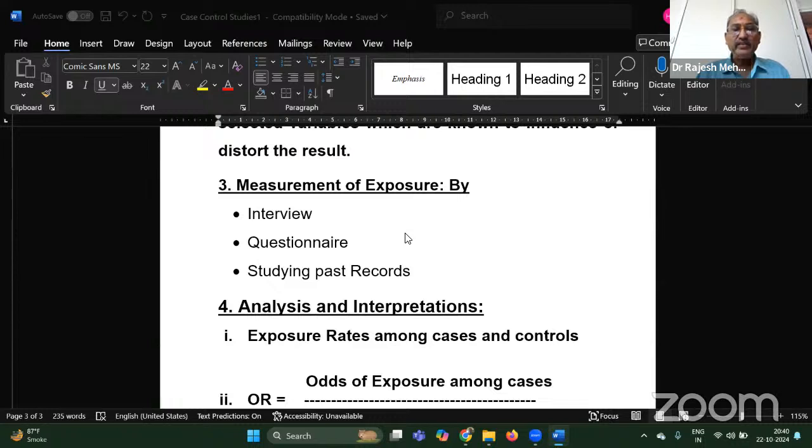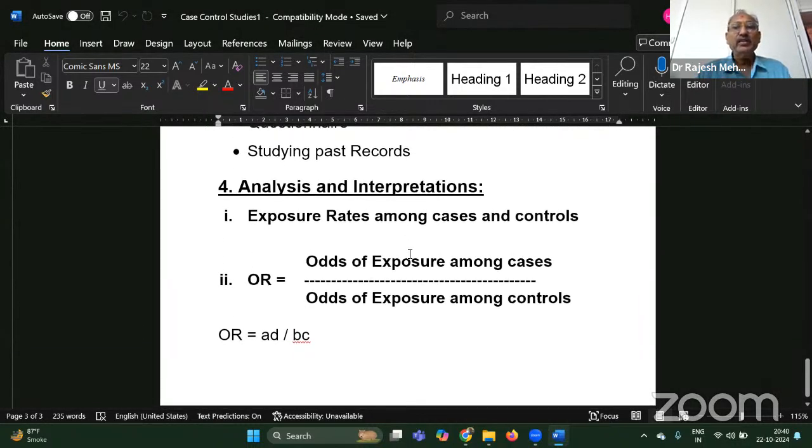Then the questions can be there. There could be a Google form, or you can also bring the past records of the hospital. You can take the lab reports, and you can ask the treating doctors, etc. That is also possible. Now, odds of exposure among cases, odds of exposure among controls.